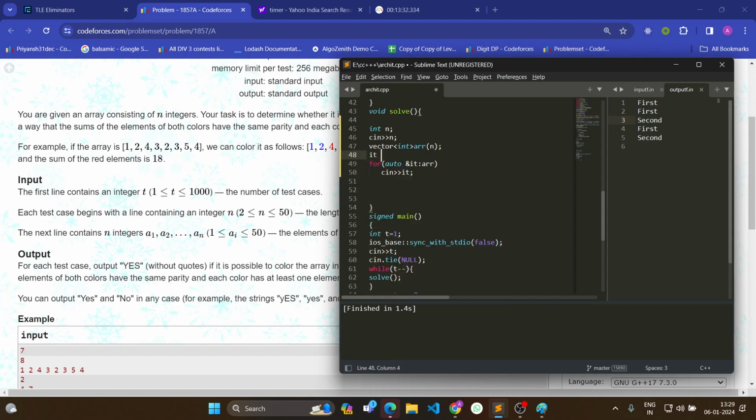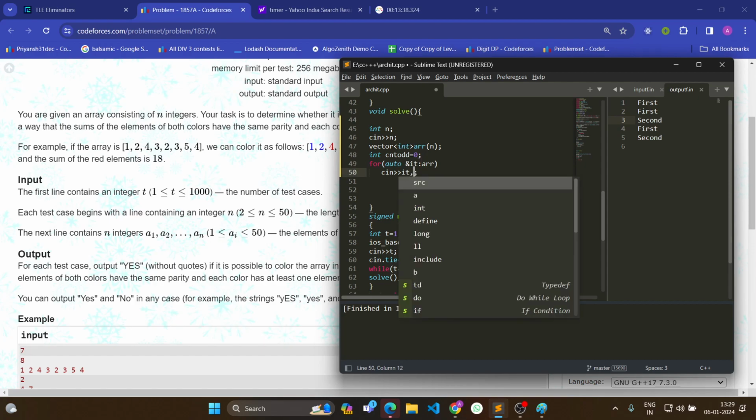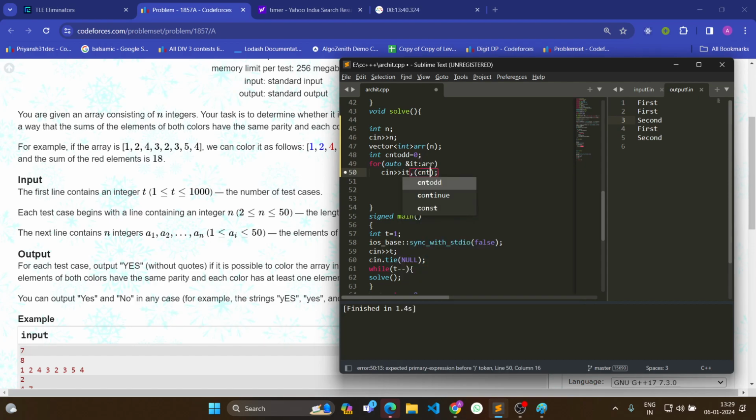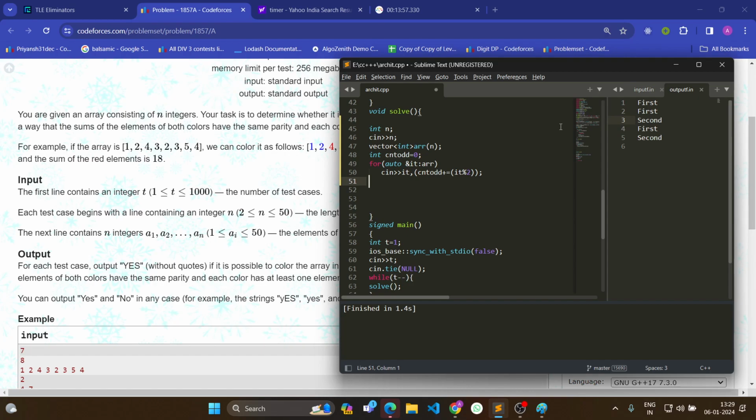So I can do count odd is equal to 0, and then count odd plus equals i mod 2, right? So now I have gotten the count of odd elements.